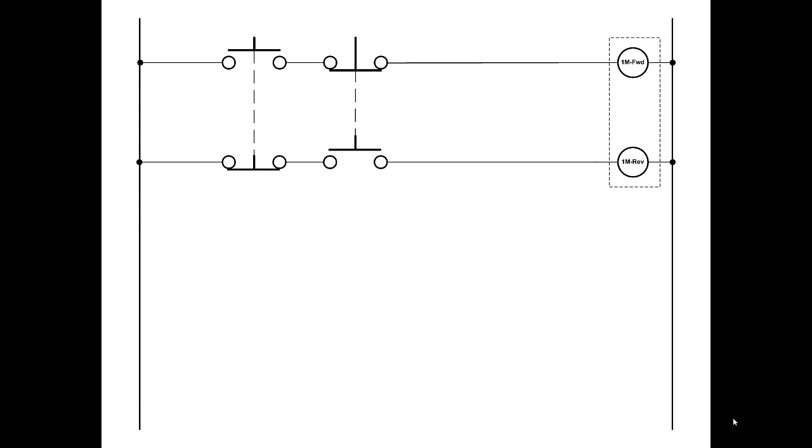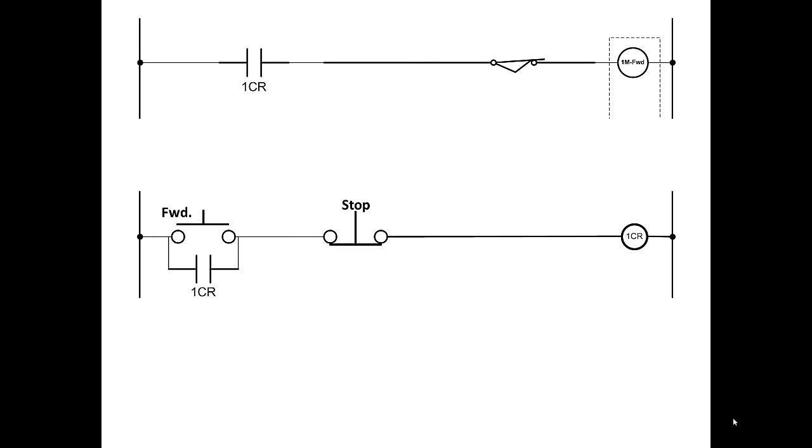So now we go to something called seal-in logic. Okay, with seal-in logic, the idea is you push a button and a relay energizes, then one of the relay's contacts bypasses the push button, so you can let go of the push button, but the motor keeps on going.